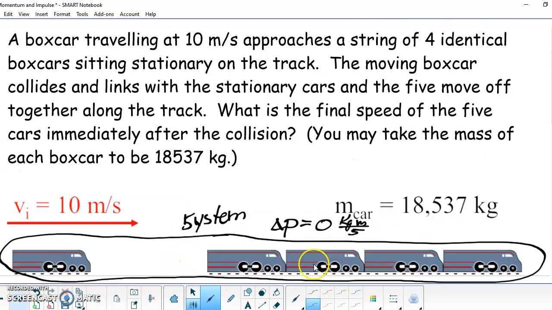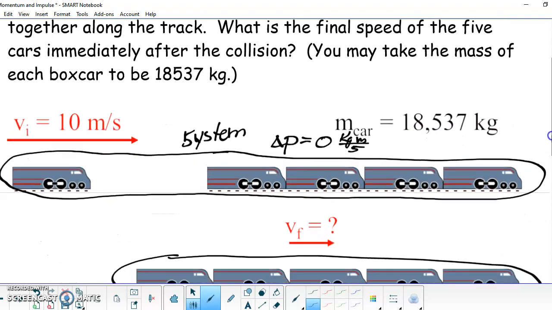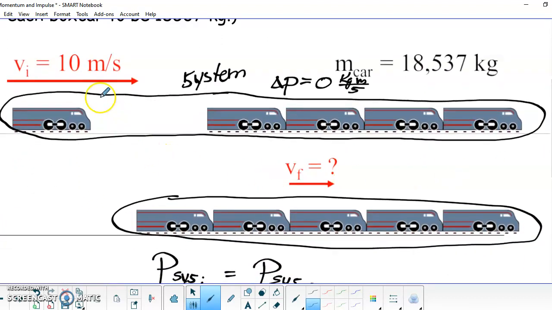So let's consider a simple problem here. Let's consider a train car. I'll just scroll down to our picture here. Here's our setup. You have a train car with an initial velocity of 10 meters per second coming in, and it collides with 4 other cars that are initially stationary. It connects to those 4 other cars, and all 5 of these train cars have some final velocity moving off together on the tracks. And we want to know, what is this final velocity here?